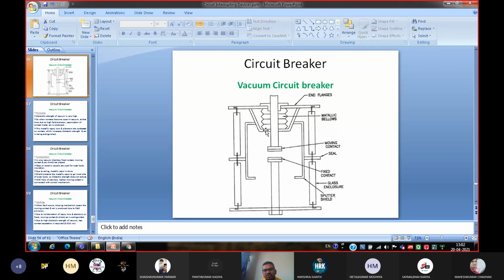These moving contacts will reach their final position, but before they reach the final position, the arc is extinguished. That is the separation of contact; less separation is required.